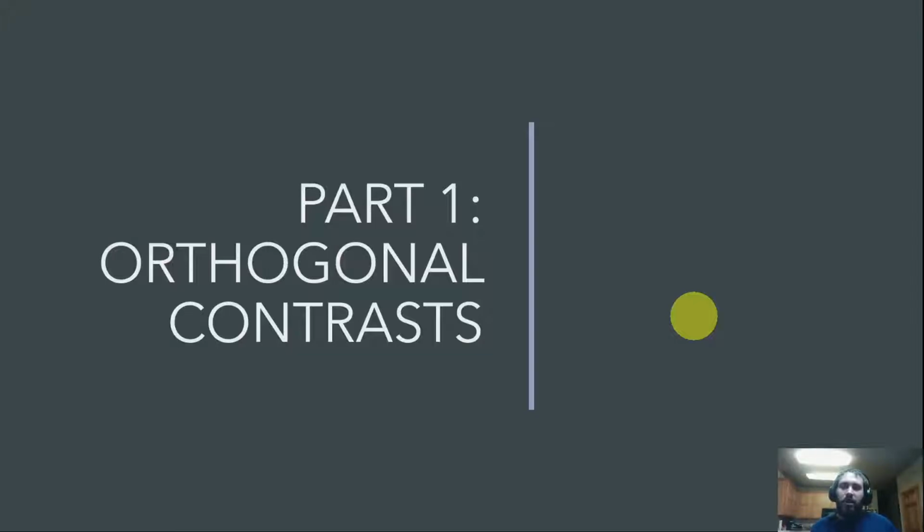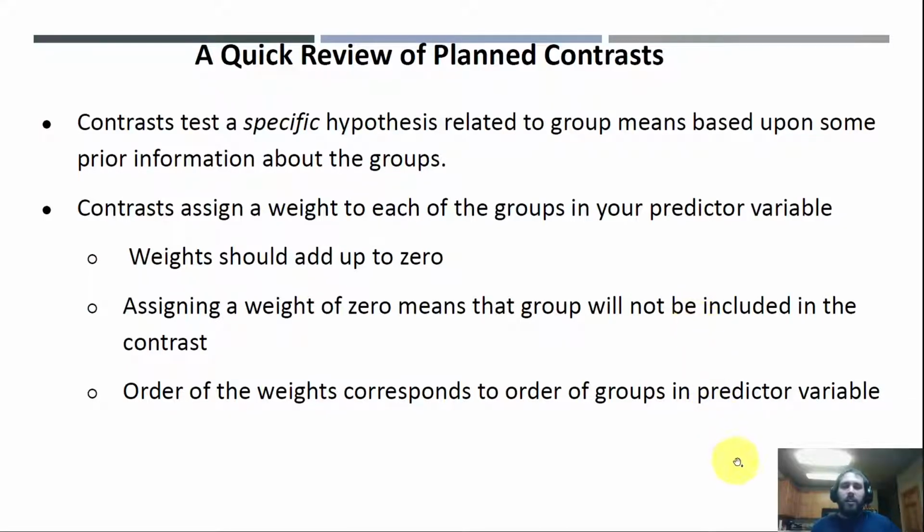So let's go ahead and get started with part 1, orthogonal contrast. I wanted to first give you a quick review of what planned contrasts are in general. Remember, a contrast tests a specific hypothesis related to group means based upon some prior information about the groups. Additionally, contrasts assign a weight to each of the groups in your predictor variable. Some rules associated with these contrasts: the weights should always add up to 0. Assigning a weight of 0 means that group will not be included in the contrast. When you're adding those zeros and ones or halves or 0.5s, that's to determine which groups we're going to be comparing. Additionally, the order of the weights corresponds to the order of the groups in your predictor variable. So if you have an independent variable with 3 groups, remember that the weights have to correspond exactly to the groups in R.